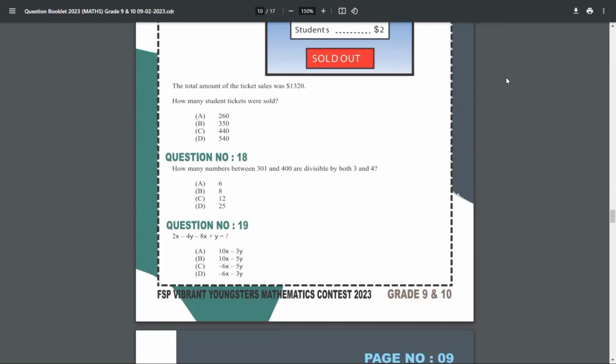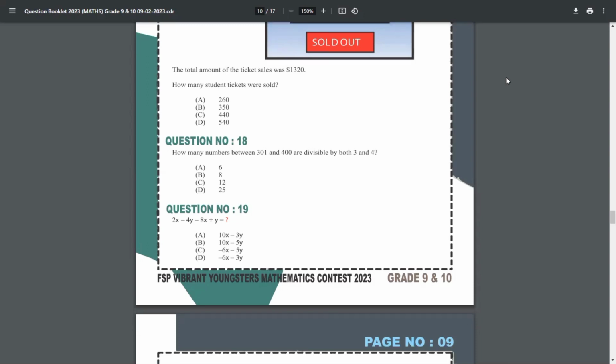Question 18. How many numbers between 301 and 400 are divisible by both 3 and 4? The answer is option B, 8. Question 19. 2x minus 4y minus 8x plus y equals option D, minus 6x minus 3y.